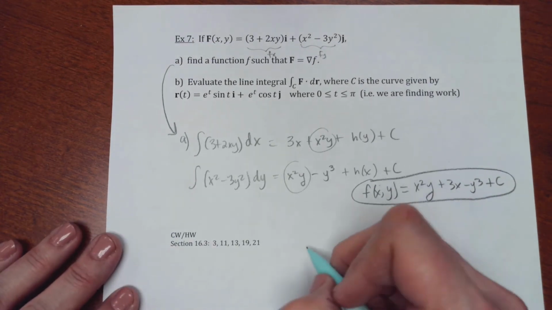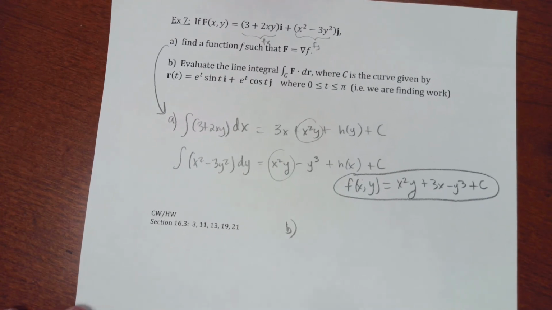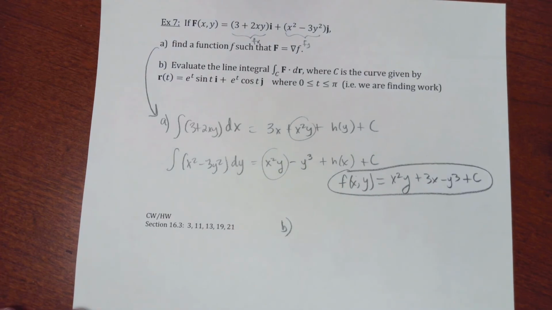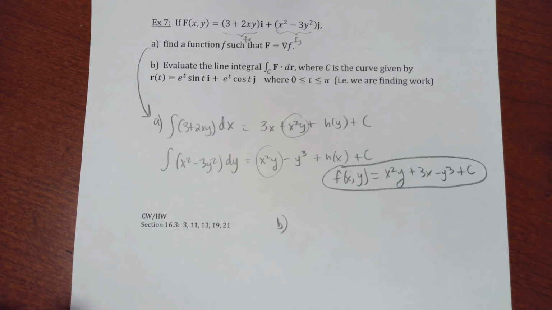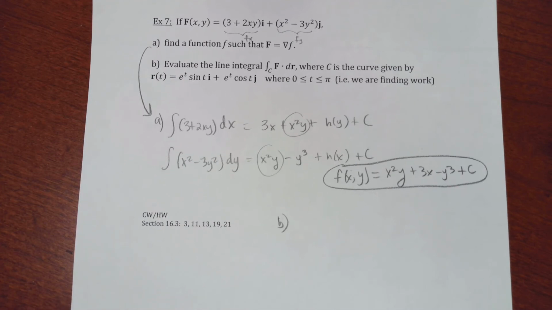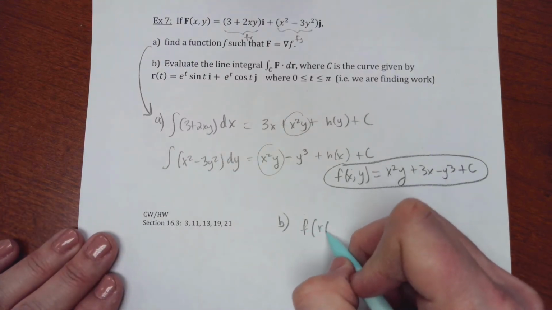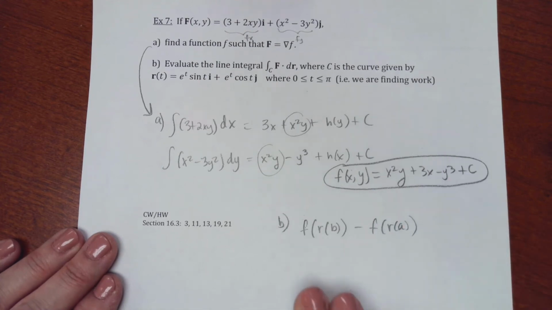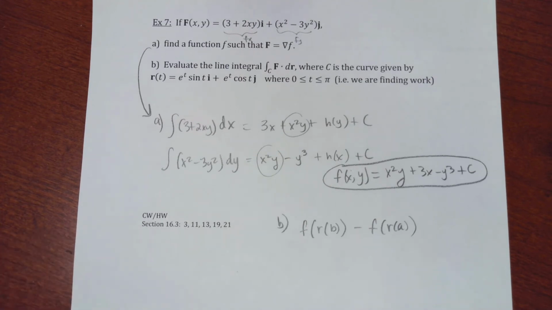All right, letter B, so I'm going to need to go down here. Evaluate the line integral. This was a conservative situation, so I am independent of path. Basically I can use my earlier discovery, that f of R(B) minus f of R(A). So I can just do the terminal minus the initial. But it's going to be a little bit of work getting there.